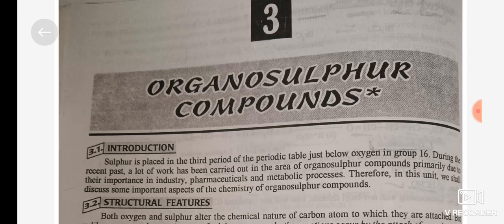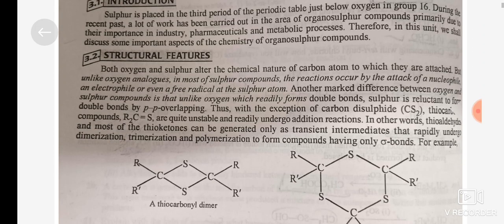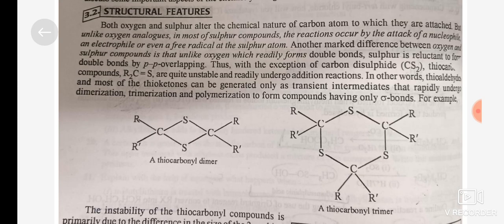Structural features. Both oxygen and sulfur alter the chemical nature of the carbon atom to which they are attached, but unlike oxygen analogues, in most of the sulfur compounds, the reaction occurs by the attack of a nucleophile, an electrophile, or even a free radical at the sulfur atom. Another marked difference between oxygen and sulfur compounds is that, unlike oxygen, which readily forms double bonds, sulfur is reluctant to form double bonds by pi-pi overlapping.